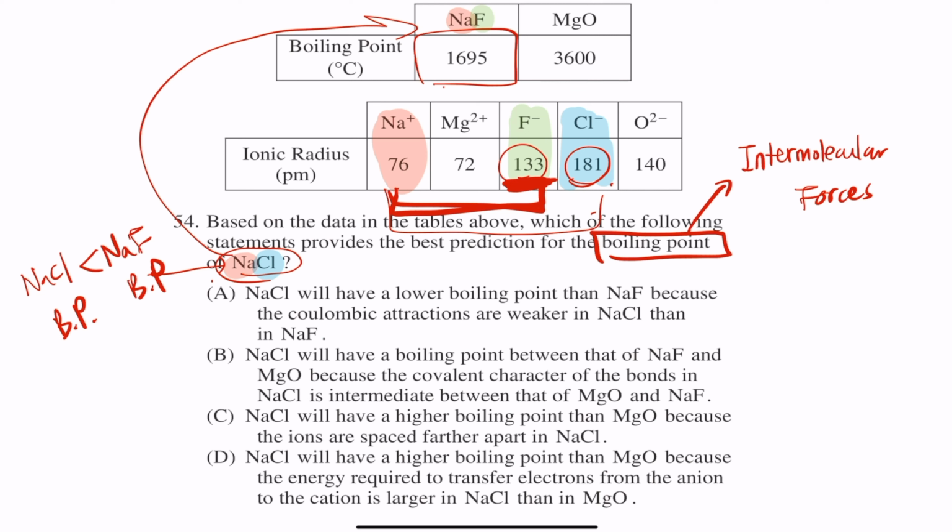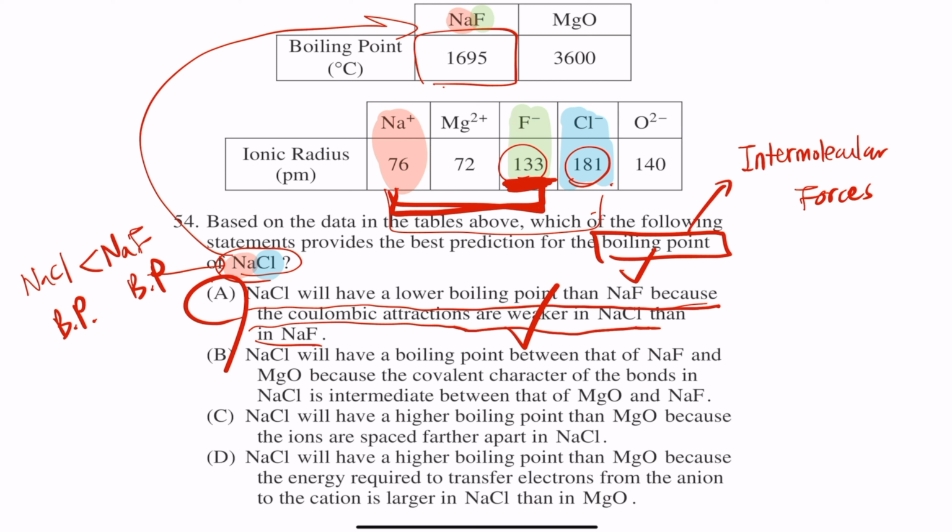So let's take a look at the answer choices. A, sodium chloride will have a lower boiling point than sodium fluoride. Absolutely. Because the Coulombic attraction, that's literally what I said, Coulomb's law, right? Coulombic attractions are weaker in sodium chloride than sodium fluoride. That's literally what I said. That's why answer choice A makes the perfect answer.